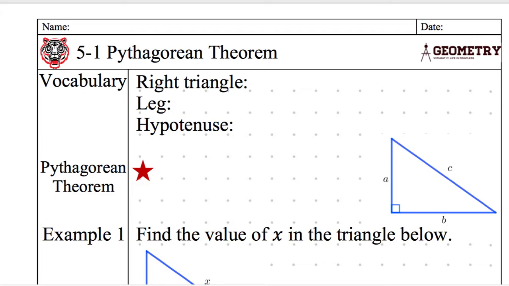This is Geometry Lesson 5-1. Today is January 17th. Today we have a digital day because a lot of students are not going to school today because of the snow.